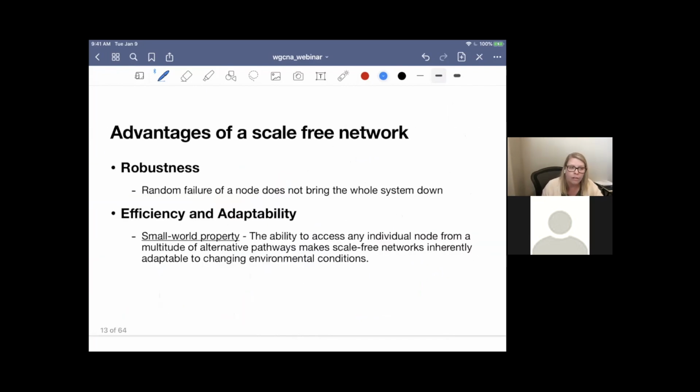So biologically, there's several advantages to a scale-free network. And one of the first advantages is that it's very robust, so that if there's any failure in a node, it doesn't bring the whole system down. And we'll talk a little bit more about that coming up. And then finally, it's very efficient and adaptable, and it has what we call the small world property.